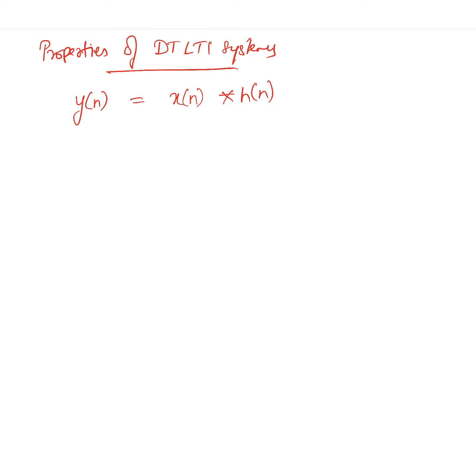So the first property says that I can also compute the output by having the convolution of h of n convolved with x of n. You can recall this property from your signals and systems class, and you can derive this property by yourselves.